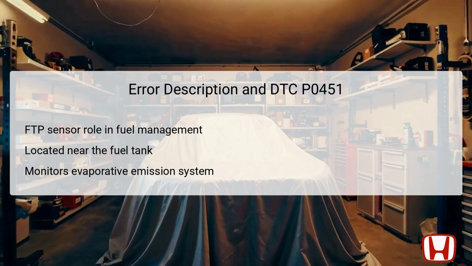Specifically, the FTP sensor operates under a range of pressures and must perform accurately to prevent excessive emissions. It is typically located near the fuel tank, making it accessible for maintenance and inspection. When this sensor malfunctions or experiences issues, such as erratic readings, it triggers DTC P0451. Effective fuel management is critical for vehicle efficiency and environmental compliance, which makes troubleshooting this error essential.